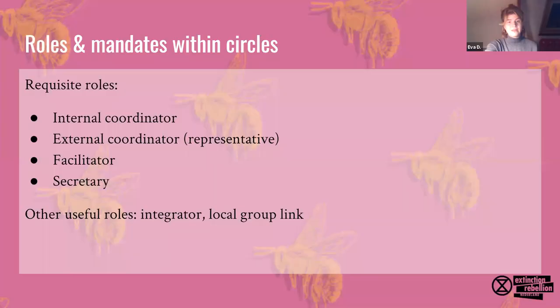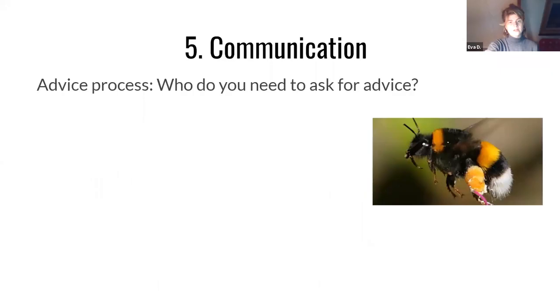So when we have mandates, we also have certain roles, as I already said, and these are four very common roles that are in almost every circle: the internal coordinator, focusing internally, and then the external coordinator or the representative, connecting with the other circles in the wider circle, and then the facilitator and secretary.